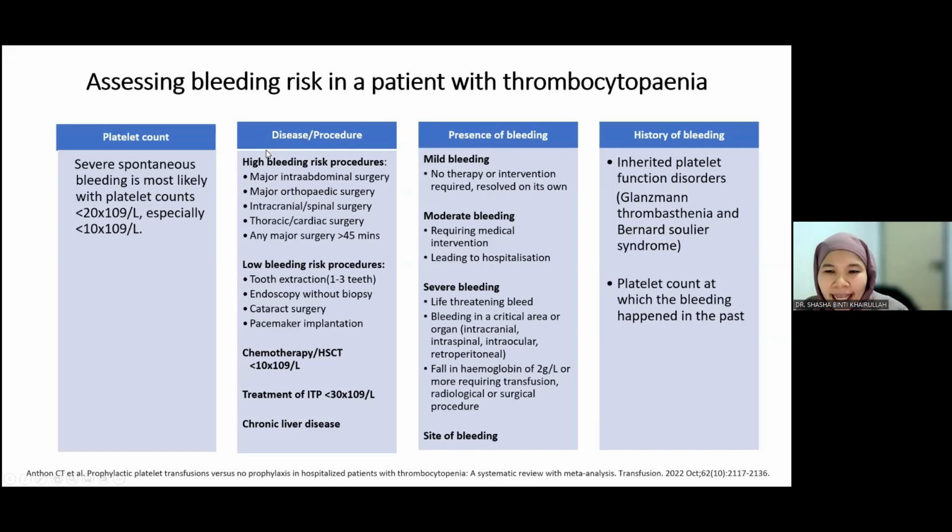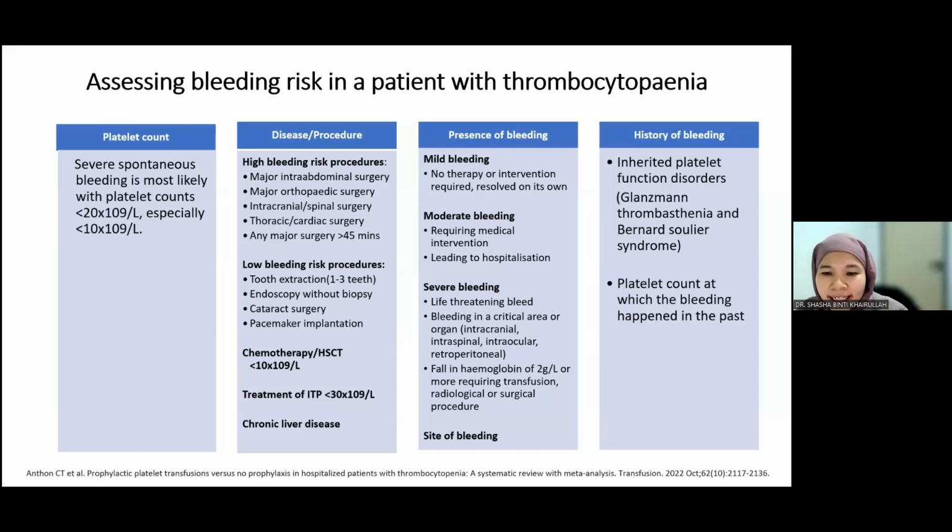I will also look at the disease the patient has, as well as if the patient is about to undergo a procedure. Of course, you need to look at the bleeding risk of the procedure itself. Generally, patients who are about to undergo a high bleeding risk procedure and have low platelet counts can be considered for prophylactic platelet transfusion at a higher threshold, or even postponement of the procedure if it is an elective case, until the count recovers.